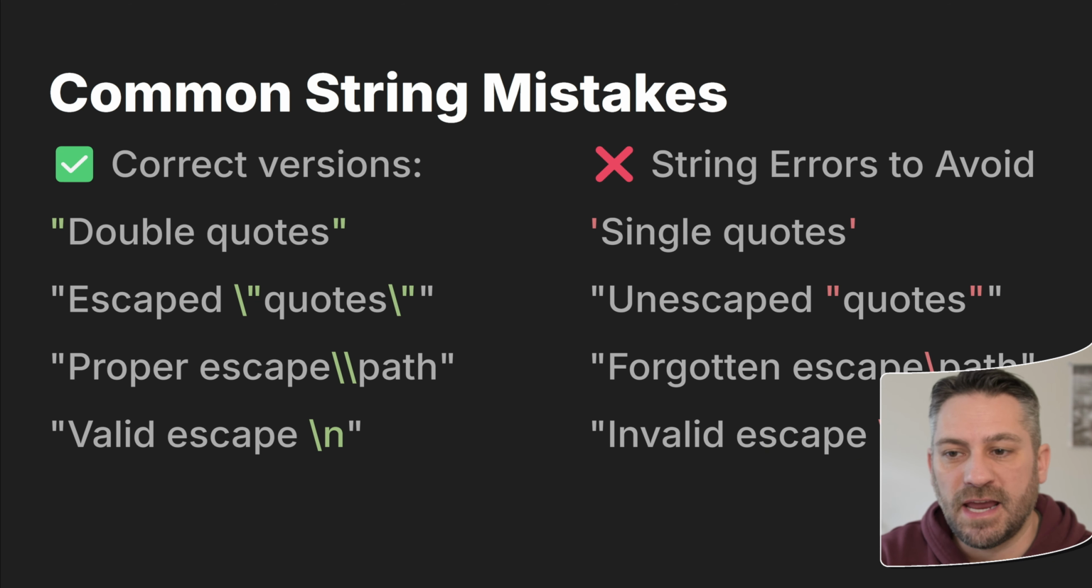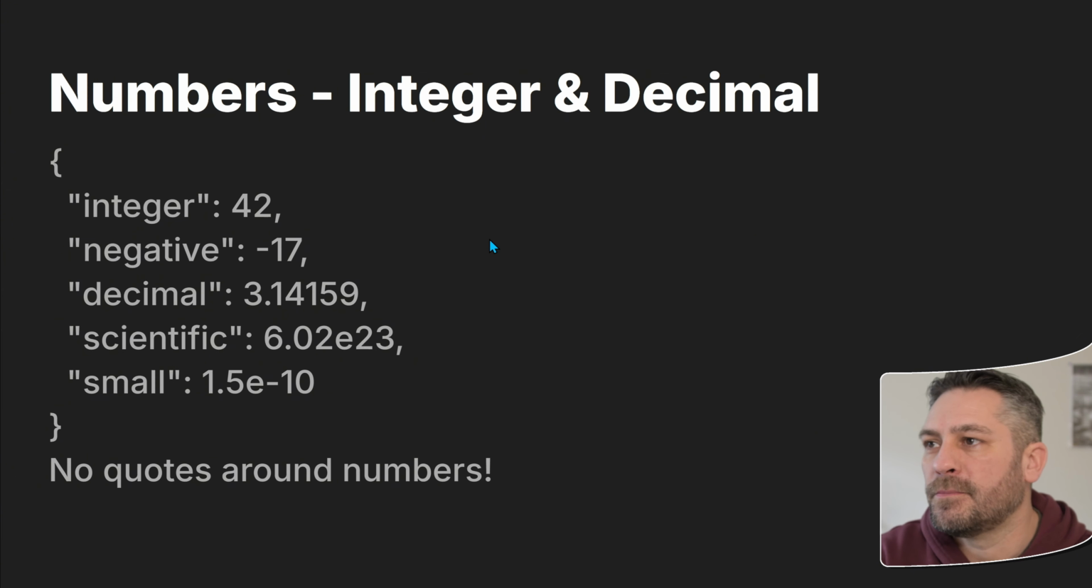So backslash X doesn't mean anything, it needs to be N or T or a few others. And then numbers. The most important thing is there are no quotes around numbers, so we don't have the double quotes before and after it. We just have the number. We can have positive integers, negative integers, decimal numbers with a decimal point, and scientific notation. So we've got the number here and then the E and then whatever is after that.